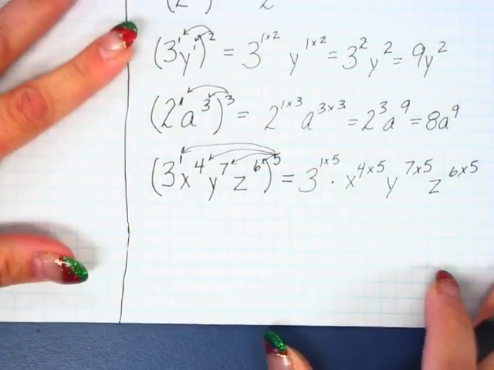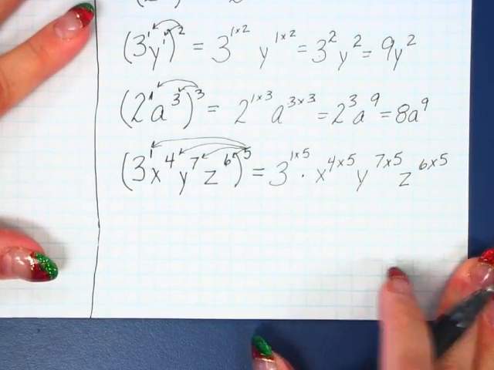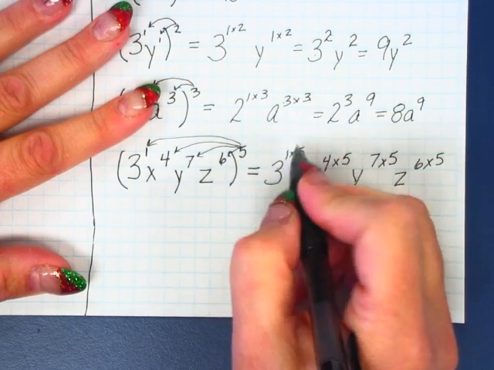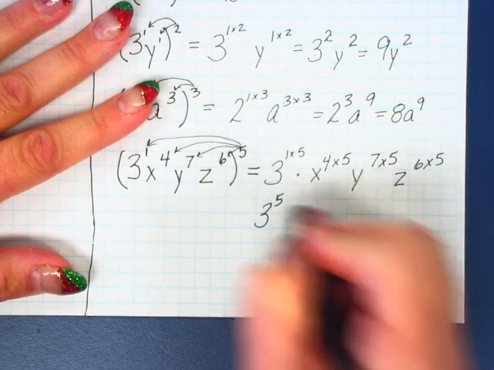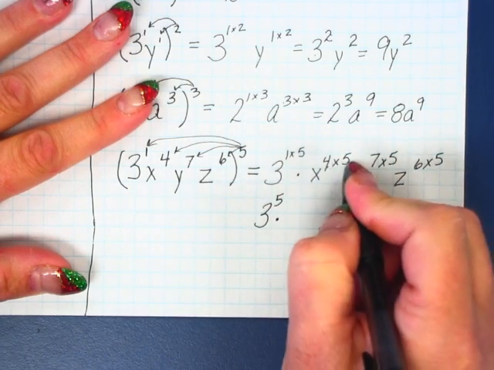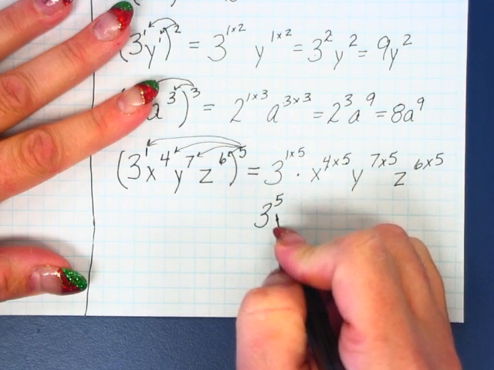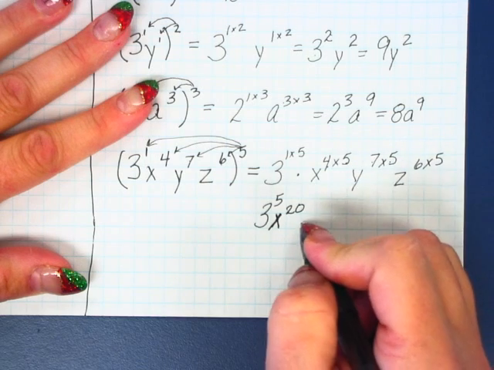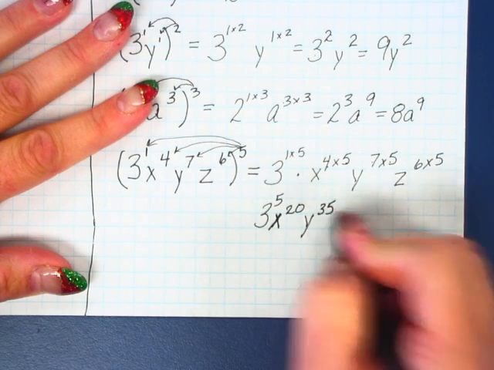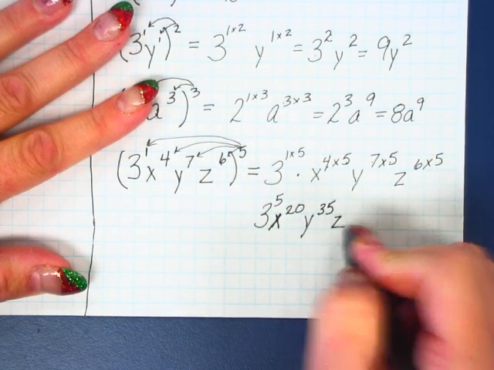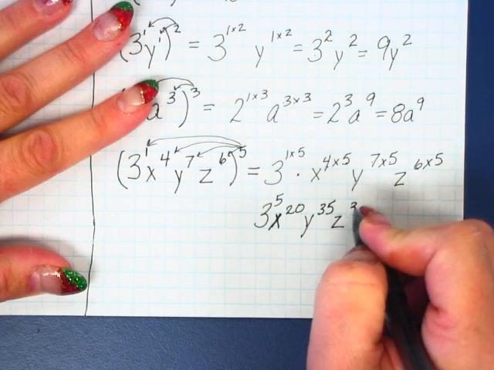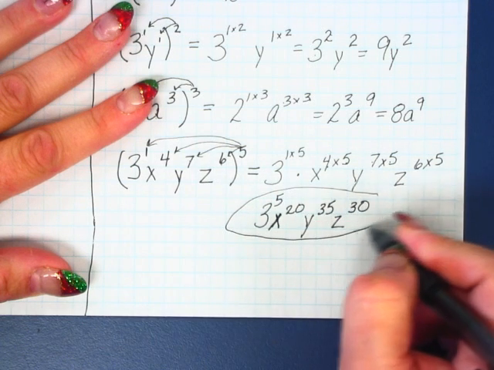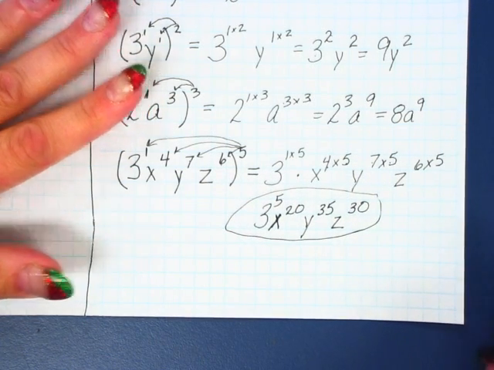And again, I want to see this step in your work so that you're thinking through those steps. So 3 to the 5th power, 4 times 5 gives me 20. 7 times 5 gives me 35. And 6 times 5 gives me 30. So that is my final answer, even though it's a little big.